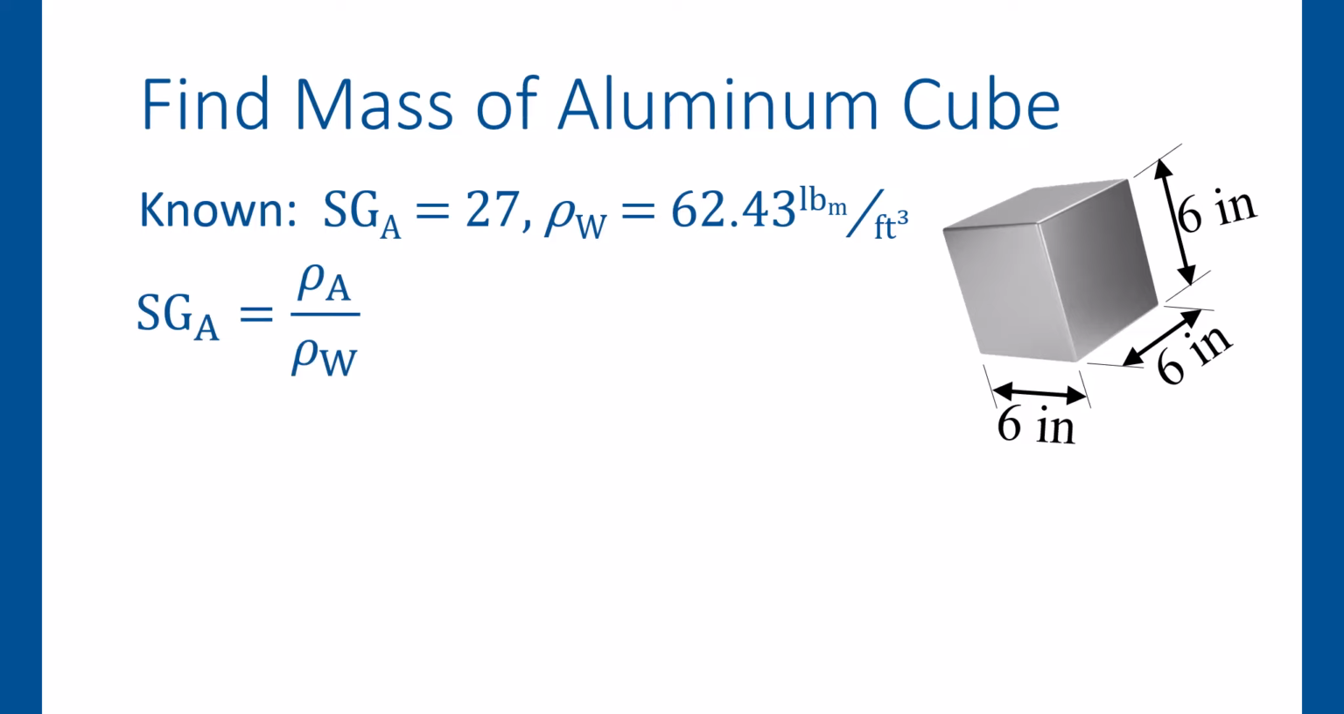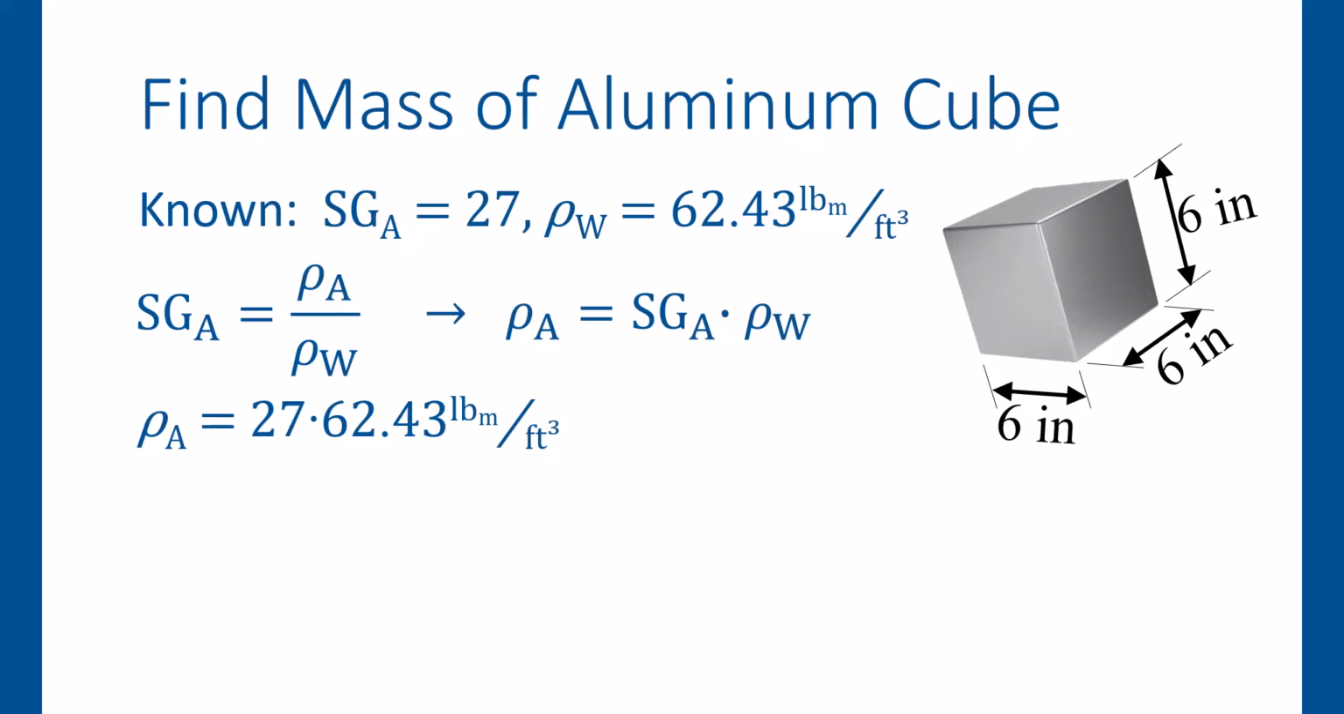We know that the specific gravity of aluminum is the density of aluminum divided by the density of water. Multiplying through by the denominator, we find that the density of aluminum is the specific gravity of aluminum times the density of water. This gives us the density of aluminum as 1,685.6 pounds mass per cubic foot.